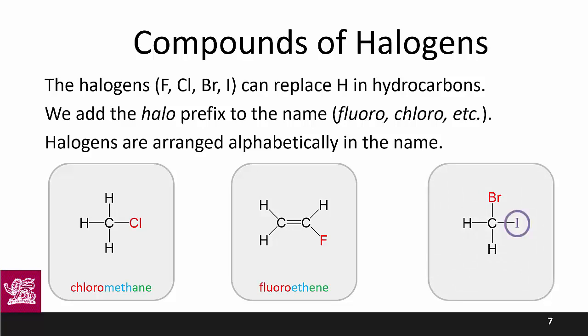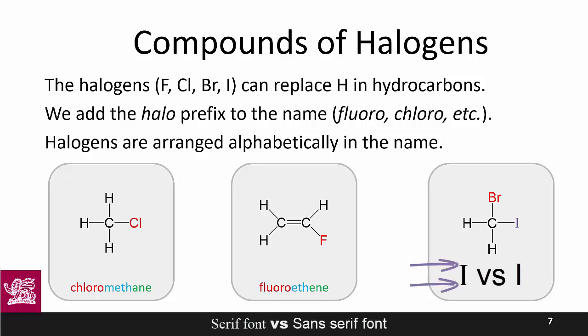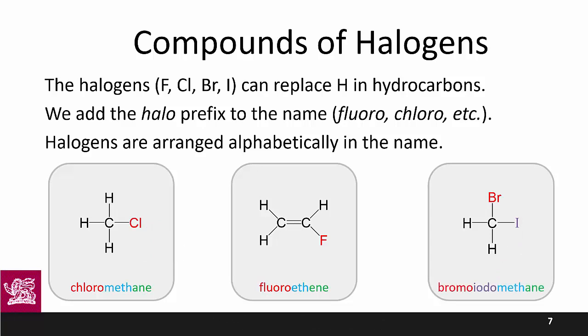Please note that this I here for iodine is in a font that shows serifs, which are these small marks at the top and bottom of this I to make it distinguished from the L that I've used with a different font for chlorine. So here we have iodine and bromine present. Have a go at naming this. Bromoiodomethane. In that order specifically because we name the halogens alphabetically.